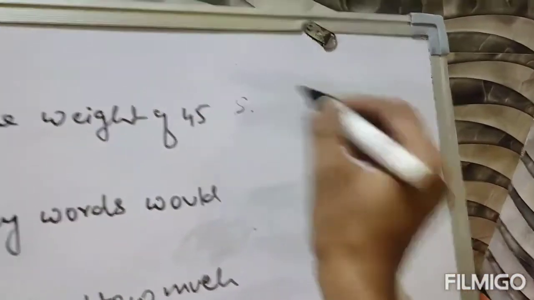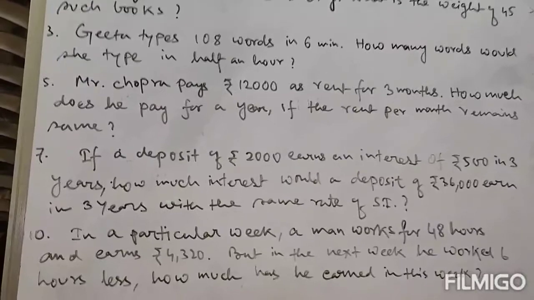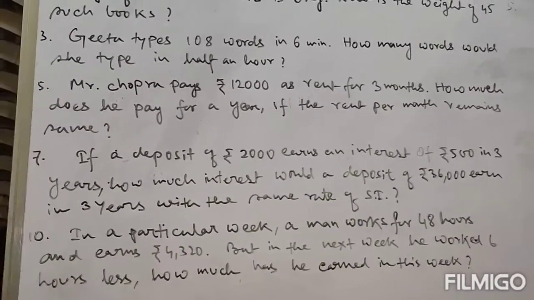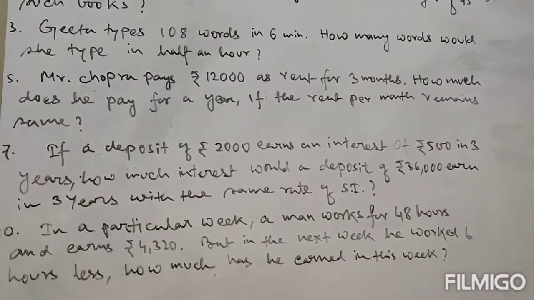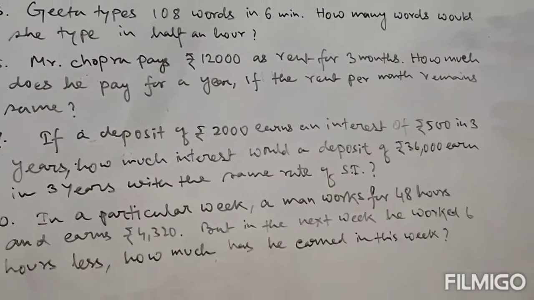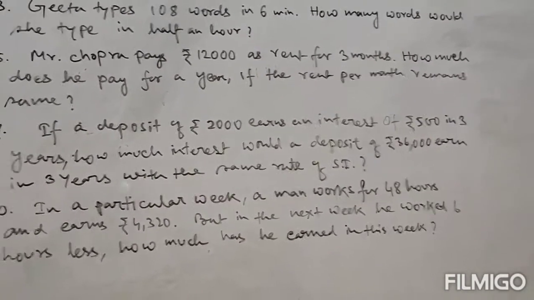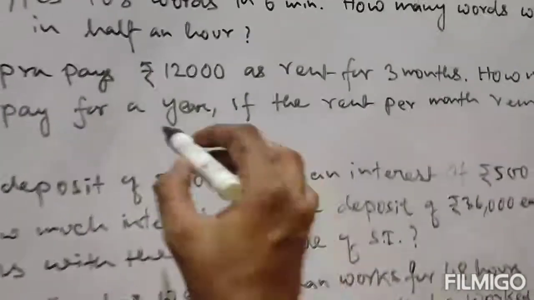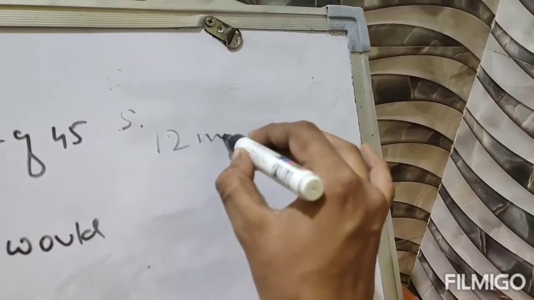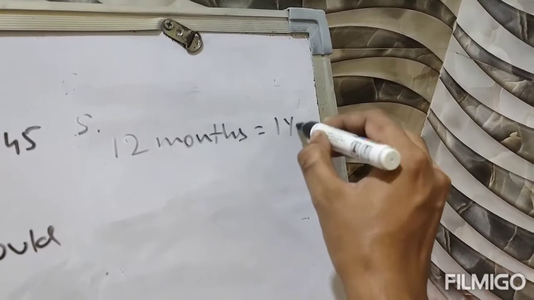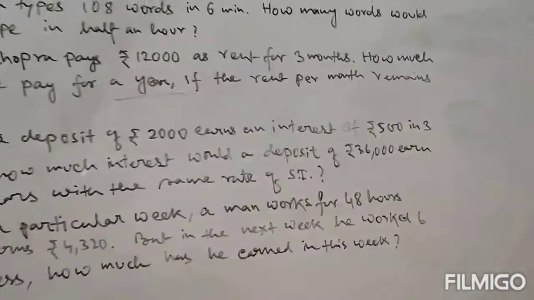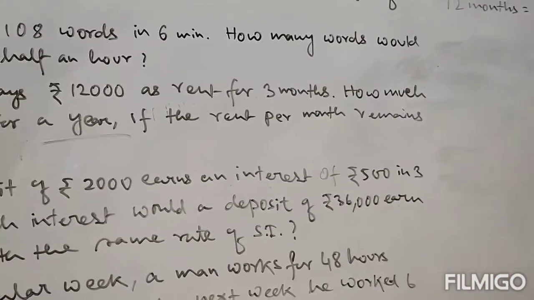Question number 5 says Mr. Chopra pays rupees 12,000 as rent for 3 months. How much does he pay for a year if the rent per month remains the same? So he pays 12,000 rupees rent for 3 months, and we have to calculate the rent he will pay for a year. Now a year means 12 months. So write 12 months equal to 1 year. Therefore we have to calculate the rent paid by him in 12 months.